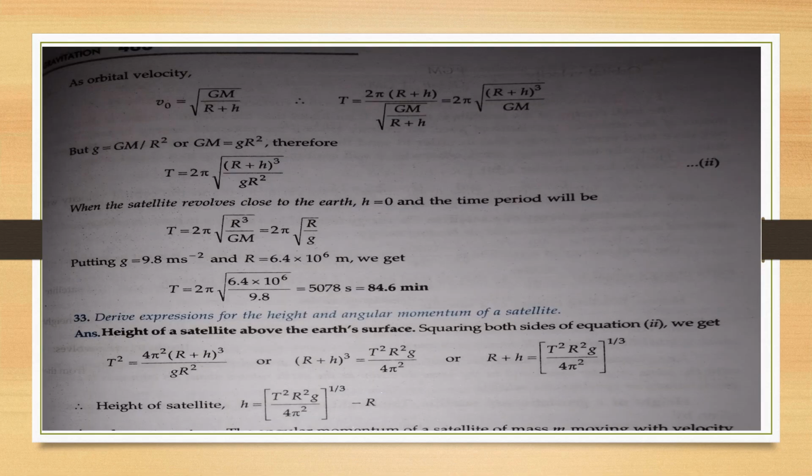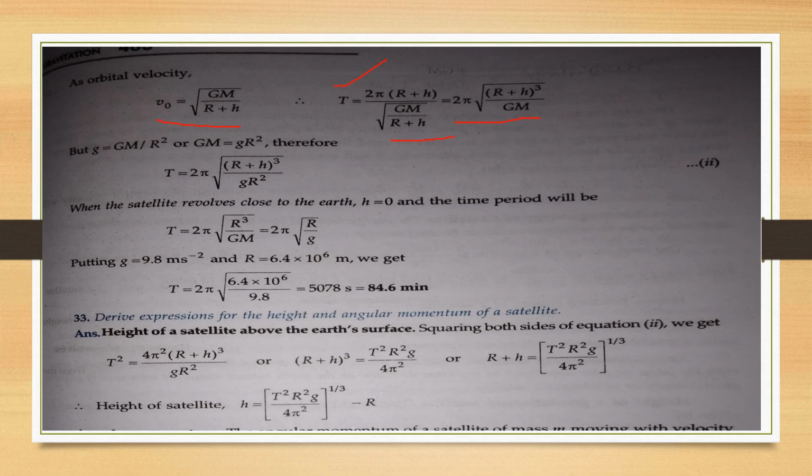To calculate the value of the time period mathematically, we know the formula for the orbital velocity: V naught is equal to under root of gm divided by r plus h. So in the formula of the time period, put the value of the orbital velocity and solve it. We get the result 2 pi under root of r plus h whole cube divided by gm.